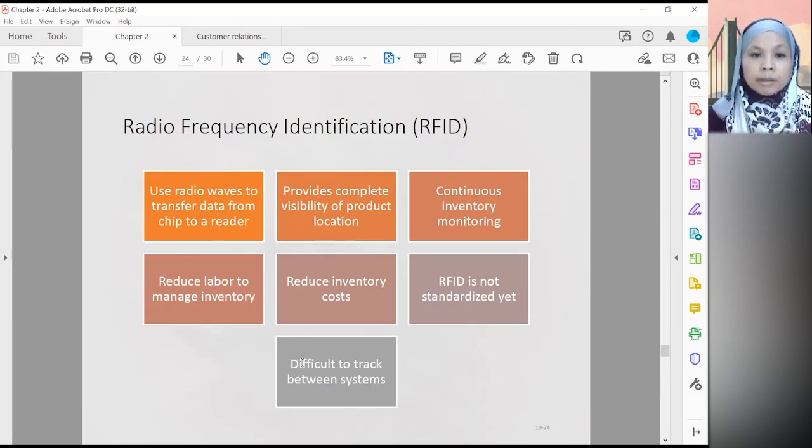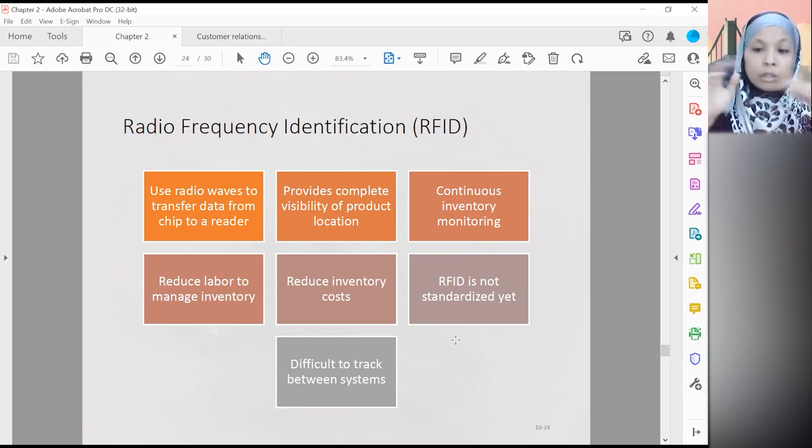This is RFID. RFID uses radio waves to transfer data from a chip to a reader. So therefore, like I said, it provides visibility of product location. So when the product moves on shipping, you know where it is. And then also continuous inventory monitoring, because data are being transferred using radio waves. So you can consistently monitor where your inventory is going. Therefore, when you use RFID, you do not need a lot of human beings to manage the inventory, because every single item can have an RFID tag. By monitoring through systems, it reduces the cost, because we use less human labor to manage inventory.